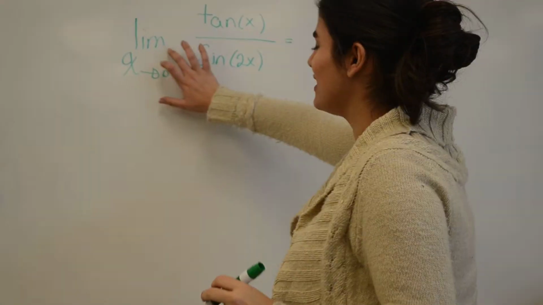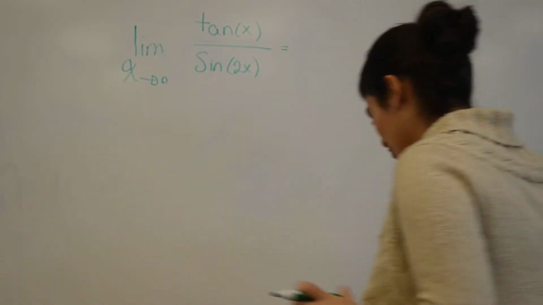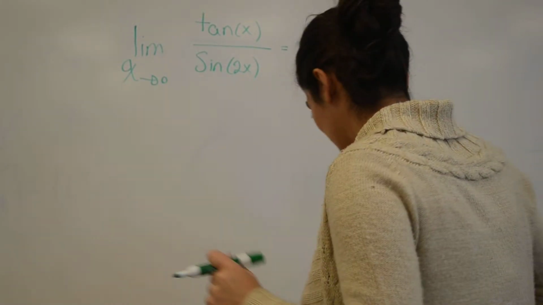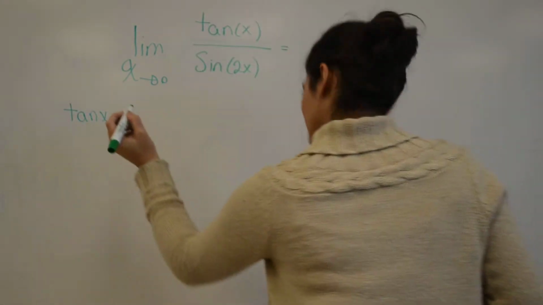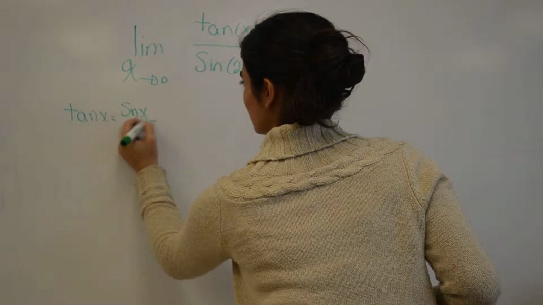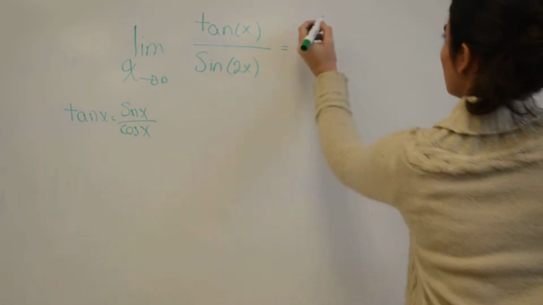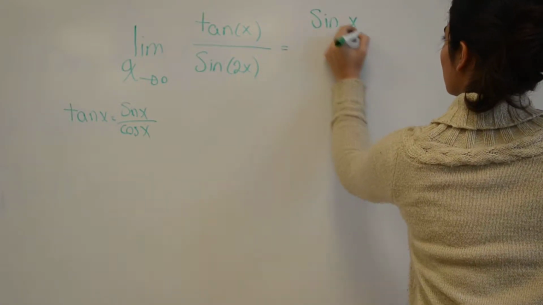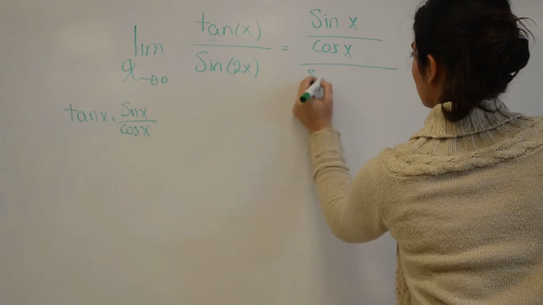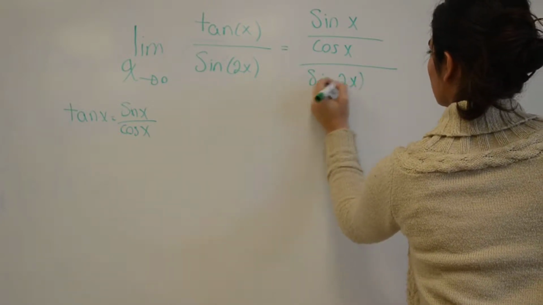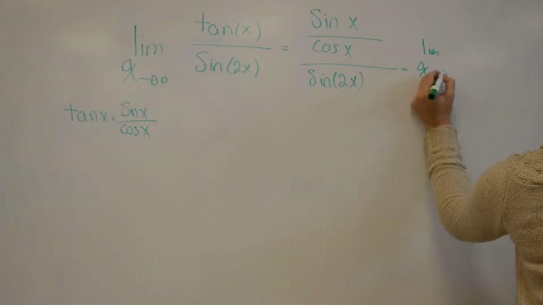So today we have the limit as x approaches 0 of tan x over sine 2x. In order to find the solution, we know that tan x equals sine x over cosine x, so we have to substitute that for tan x. So we have sine x over cos x, over sine 2x, and then the limit as x approaches 0.